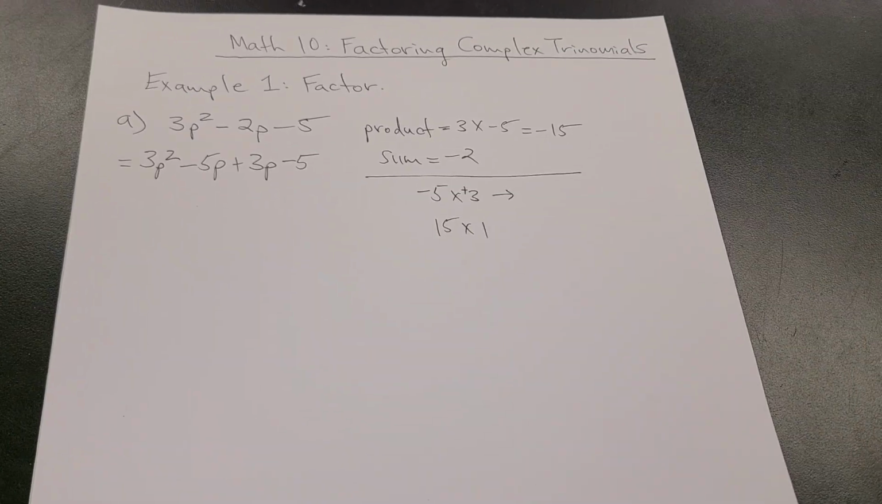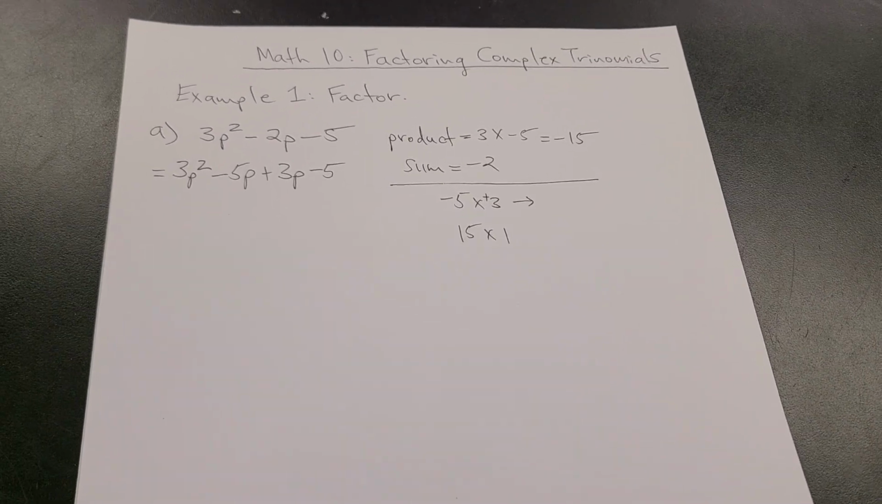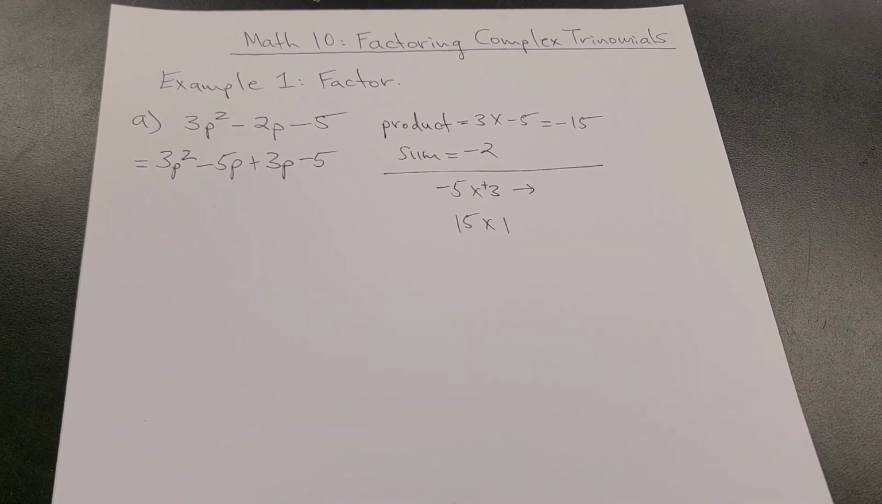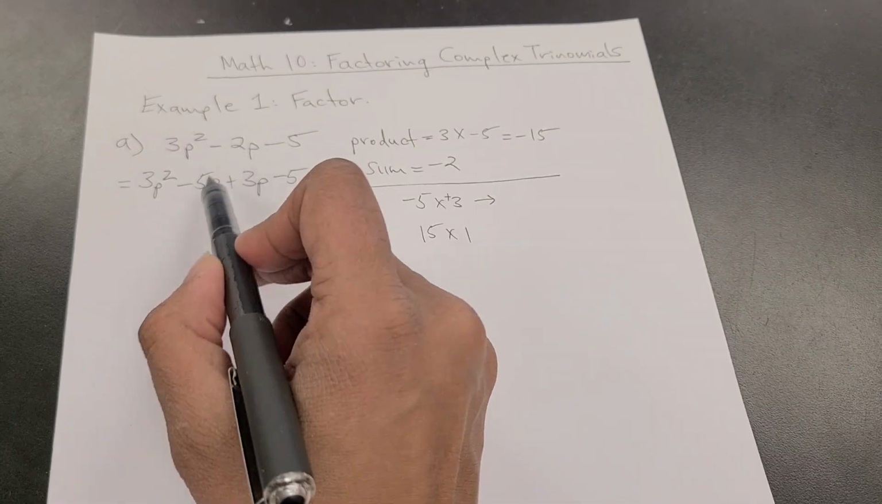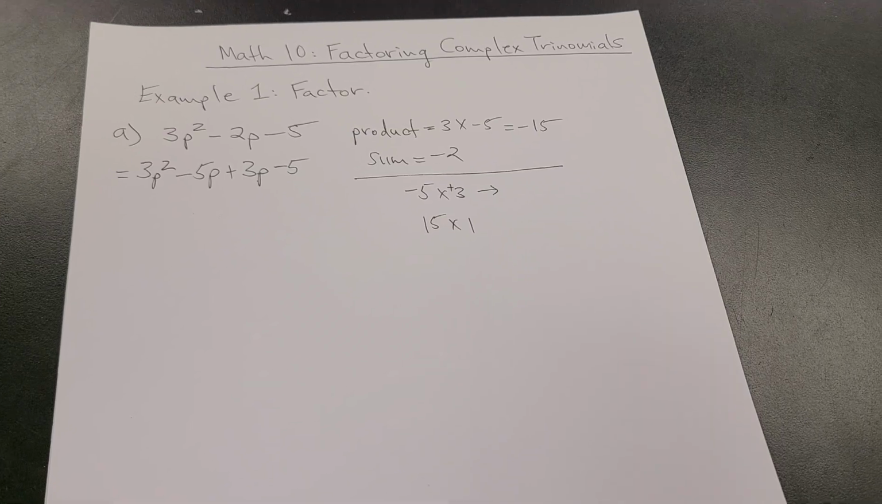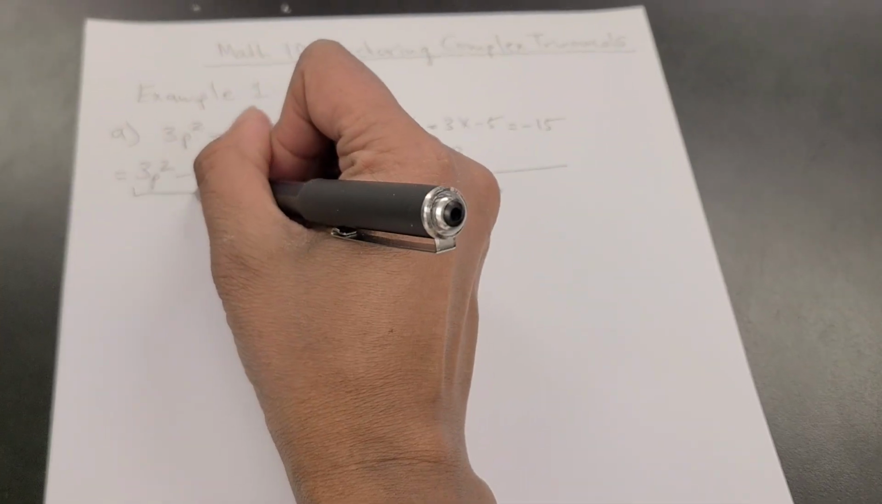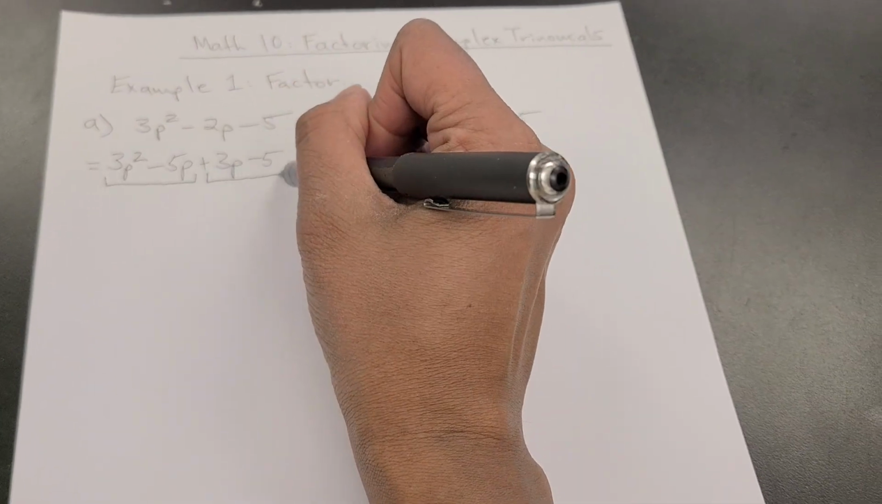Remember, in the last video when we were factoring simple trinomials, we used the decomposition method. We're breaking down the negative 2 into its factors. And now we can group factor the terms.